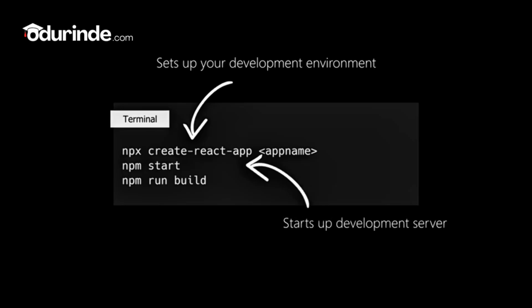Then the third command we have is run build. The run build command builds the directory for a production build of our application for deployment. So once we are ready for deployment, run build is the one responsible for building our React application for deployment.